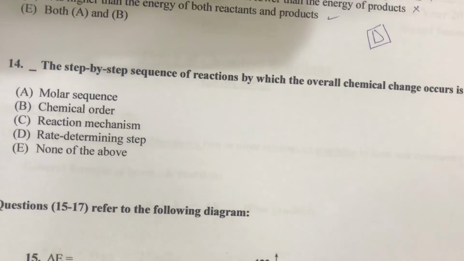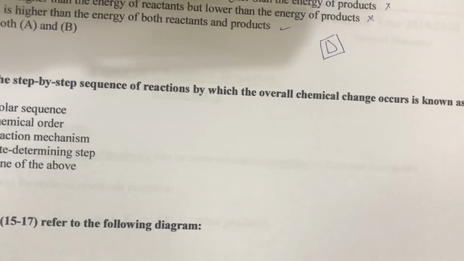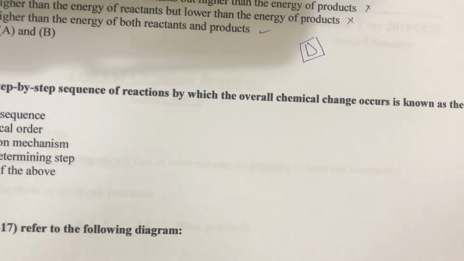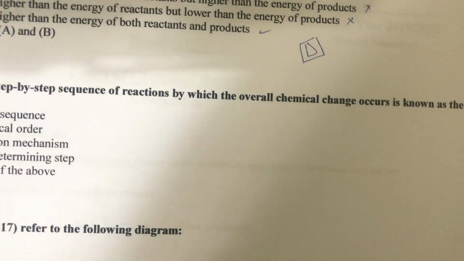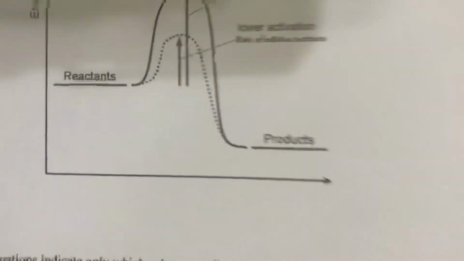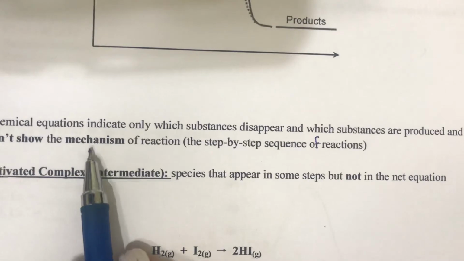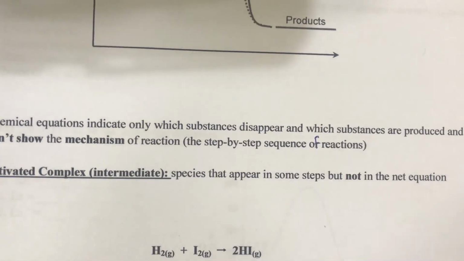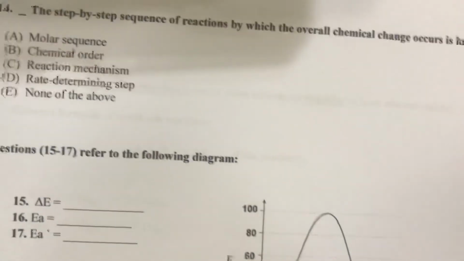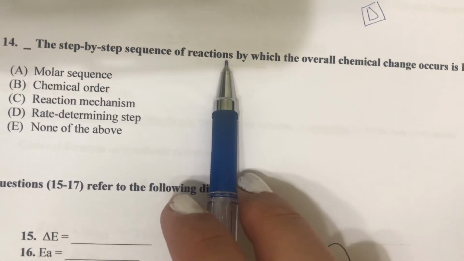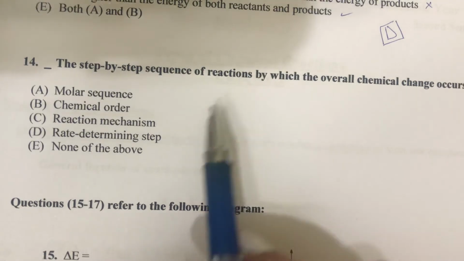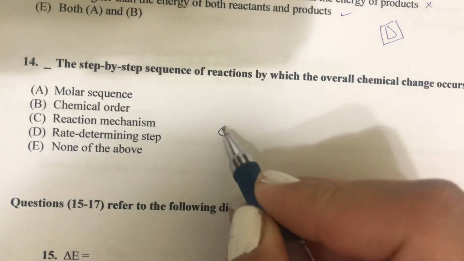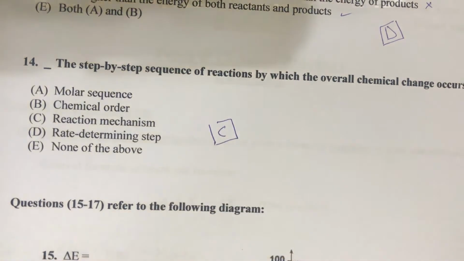Now question 14. The step-by-step sequence of reactions by which the overall chemical change occurs is known as... So here, if you remember from the handout, mechanism of reaction, step-by-step sequence of reactions. So step-by-step sequence of reactions is called the reaction mechanism. So the correct answer is C.